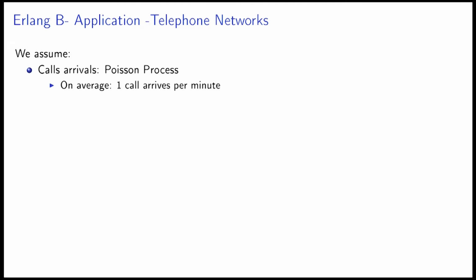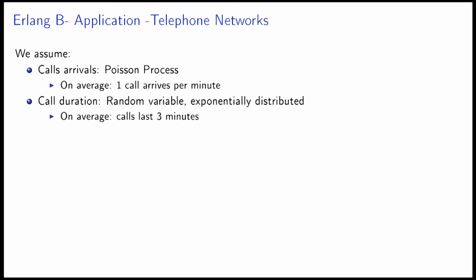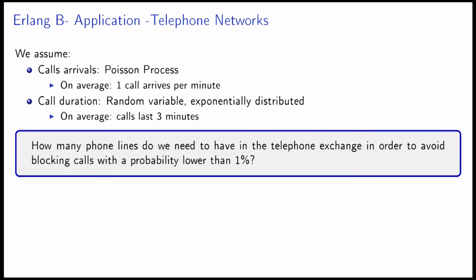We also assume that call durations are random and exponentially distributed, and on average, they last 3 minutes. Our problem is to determine the number of phone lines to install in order to guarantee that the blocking probability is going to be lower than 1%.